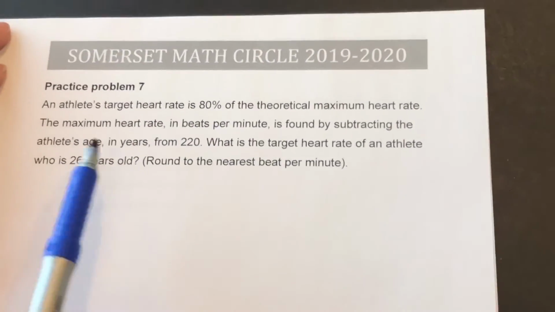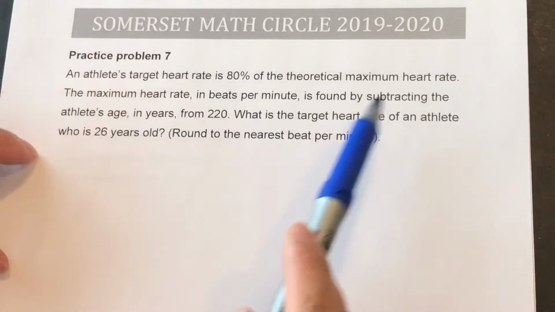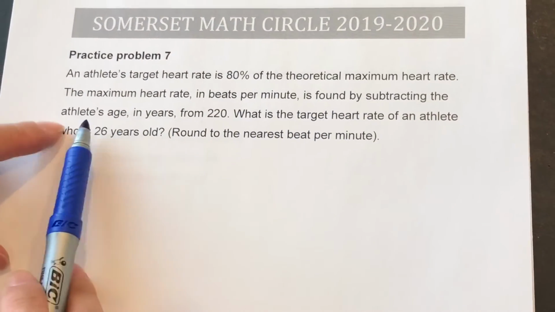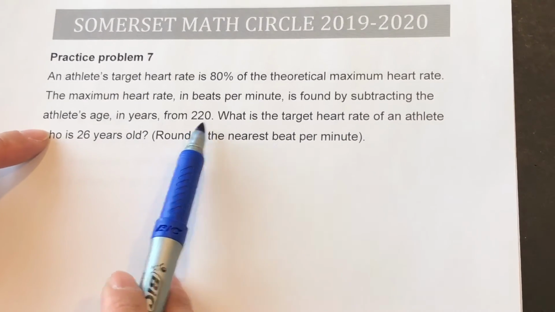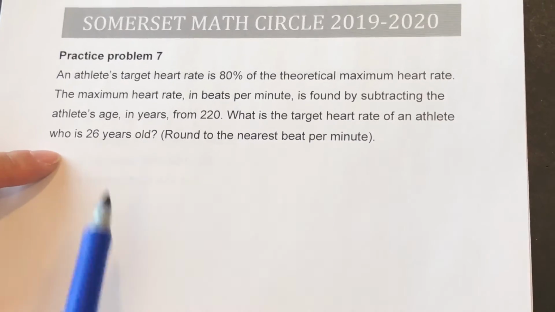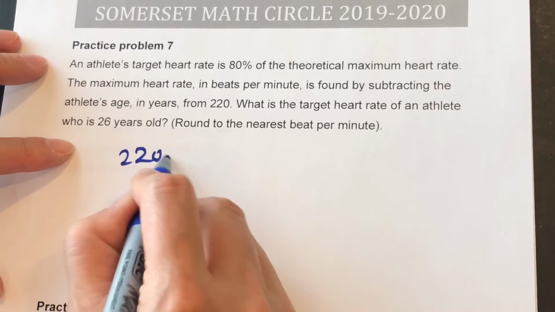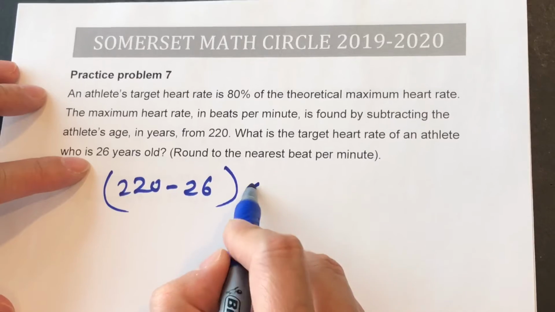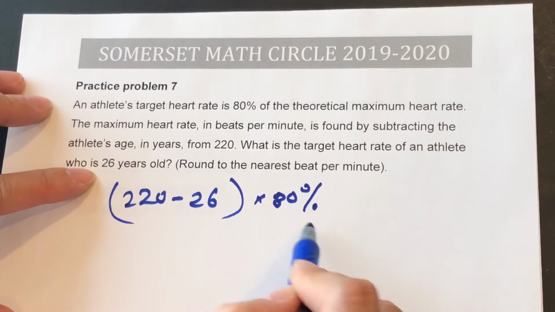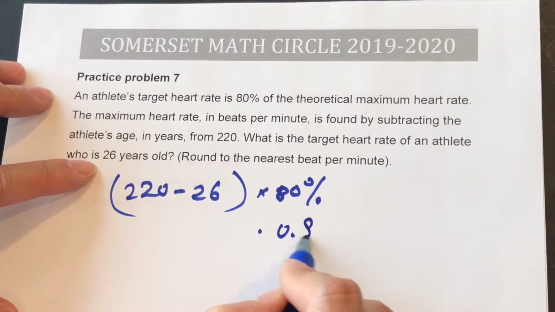Problem 7. An athlete's target heart rate is 80% of the theoretical maximum heart rate. Theoretical maximum heart rate is found by subtracting the age from 220. What is the target heart rate of an athlete that's 26 years old? Following the formula, you subtract the age from 220, and then take 80% of that. So you can do the subtraction, multiply, 80% is 0.8. So the students can carry this one out.